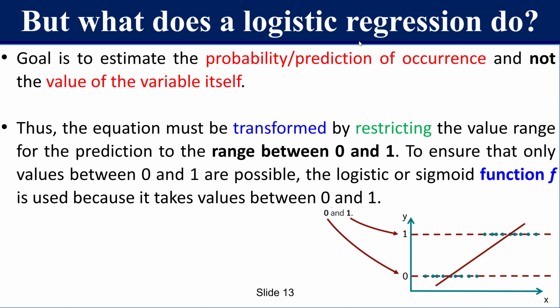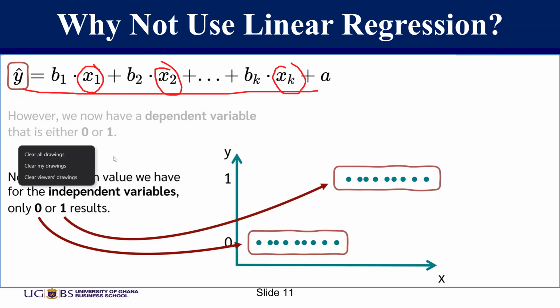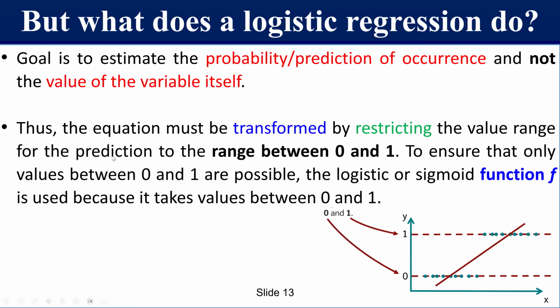So the goal of the logistic regression is to look at the probability, which is also the prediction of the occurrence of a particular event. So the equation you have here, the linear regression model, where you have the dependent variable being influenced by x1, which is an independent variable, x2, which is an independent variable, xk, which is an independent variable. This cannot fit the regression behavior. So we need to do something about it. We need to transform it. How do you do the transformation?